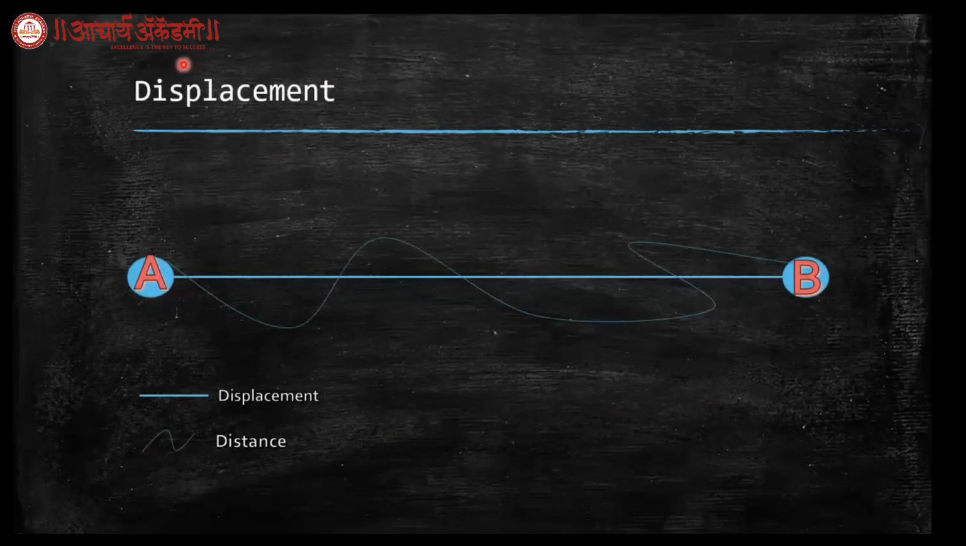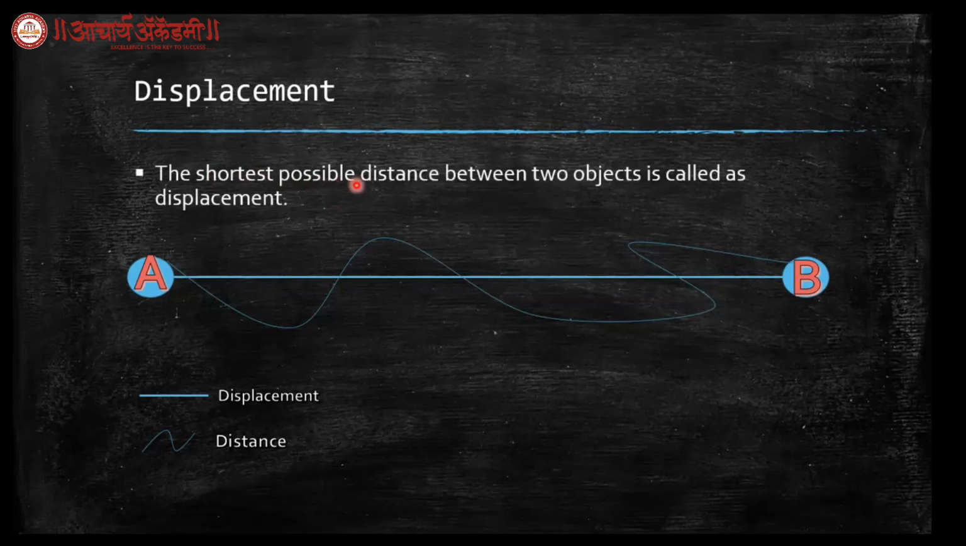Now here comes displacement. I hope that everyone is clear with distance, so we are going directly forward with displacement. Consider a position A and a position B. If I am moving in a curvy path like this, it consumes more time and the distance is also increased. But if I am traveling in a straight line, the distance is less and the time consumed is less. So the straight path of anything you are traveling is called displacement. By definition, the shortest possible distance between two objects is called displacement.